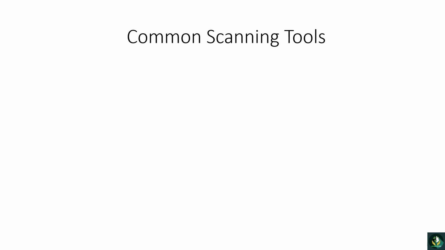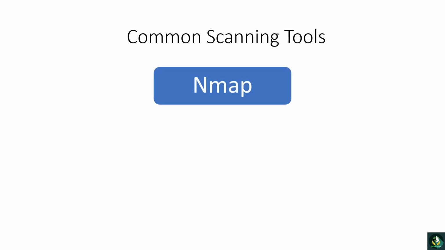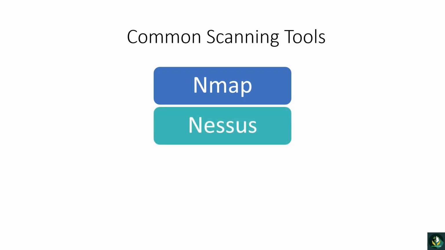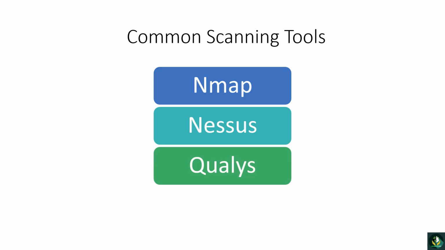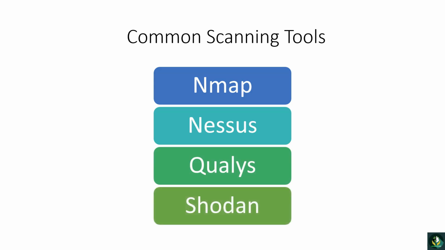So let's talk now about common scanning tools. There are a couple of tools. First, as usual, which we previously talked about a lot of times, is Nmap, then Nessus, then Qualys, and at the end, which we will be talking about now, is Shodan. So let's talk a bit about Shodan.